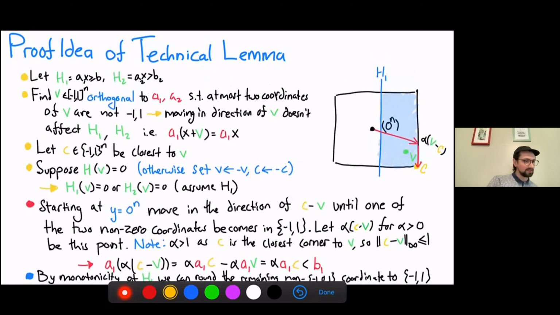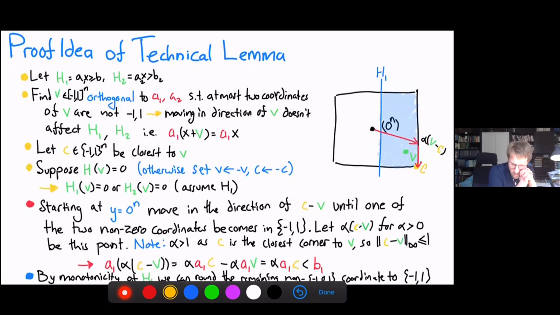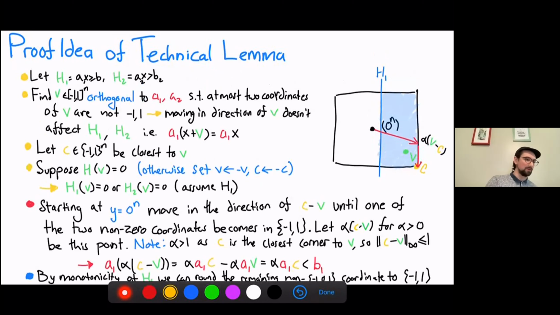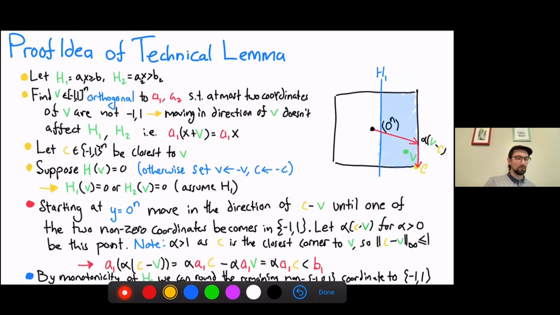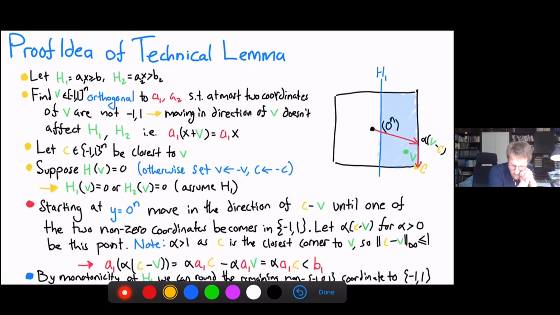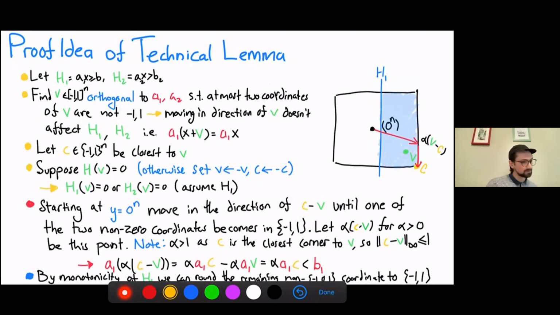So it's defined by this vector v that I haven't told you how to get. Basically, the properties of v are that it's orthogonal to a1 and a2, the coefficient vector of h. And so this means that walking in that direction doesn't change the value that h gives to this point, besides this alpha. And so we just walk in the direction of that vector minus the corner that's closest to that vector.